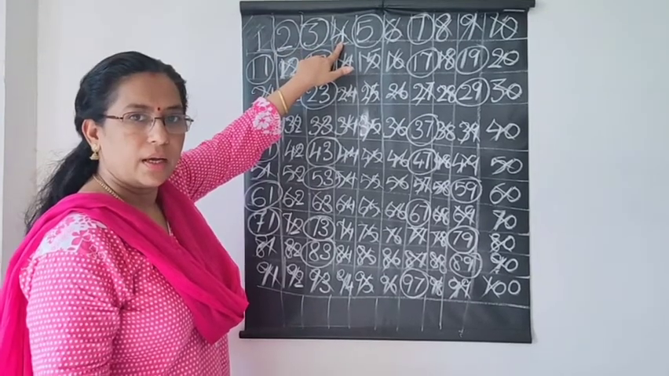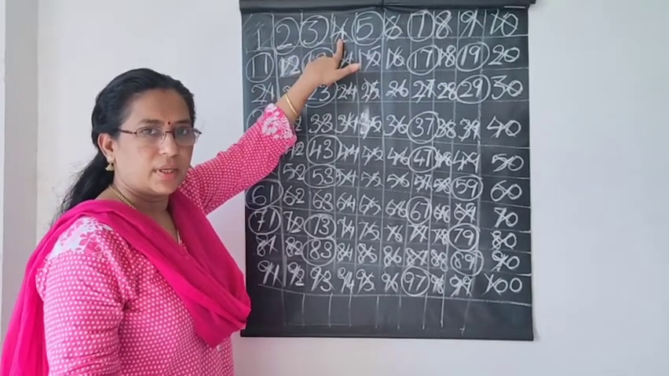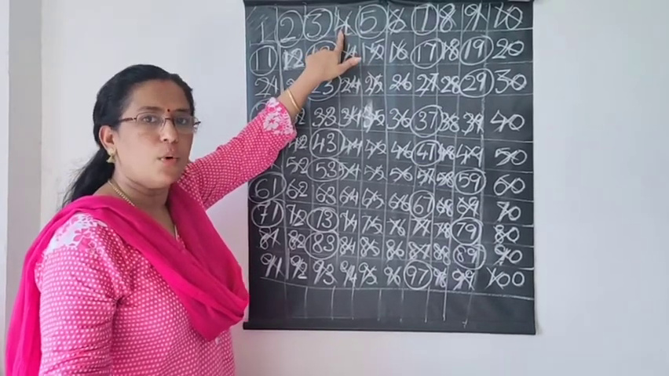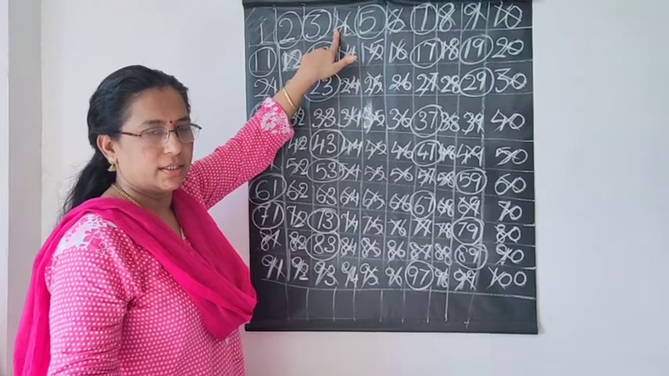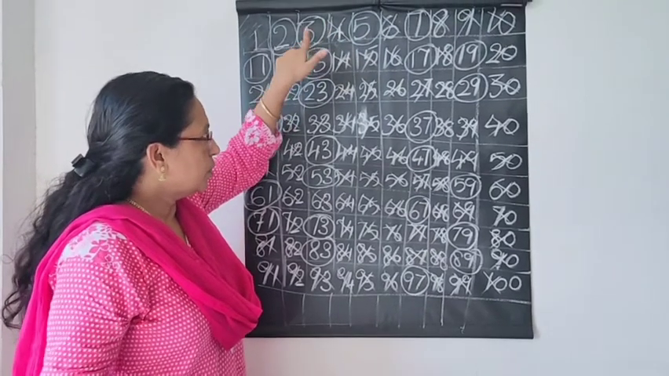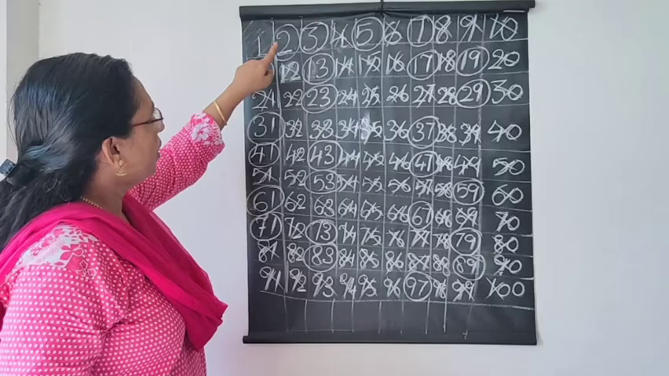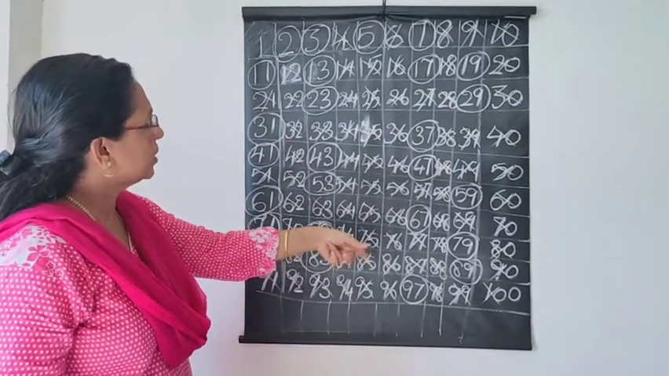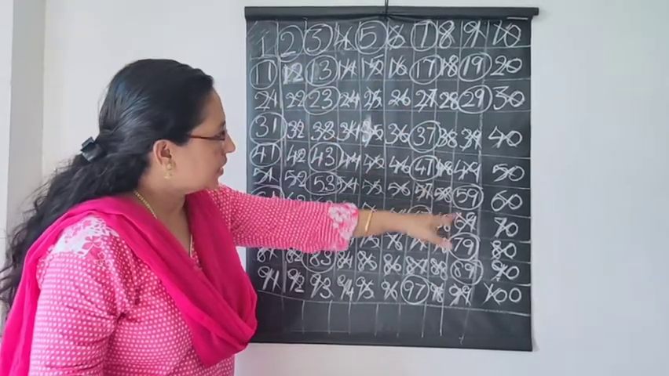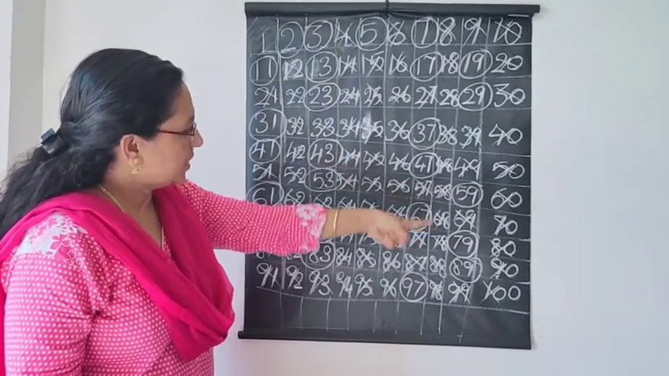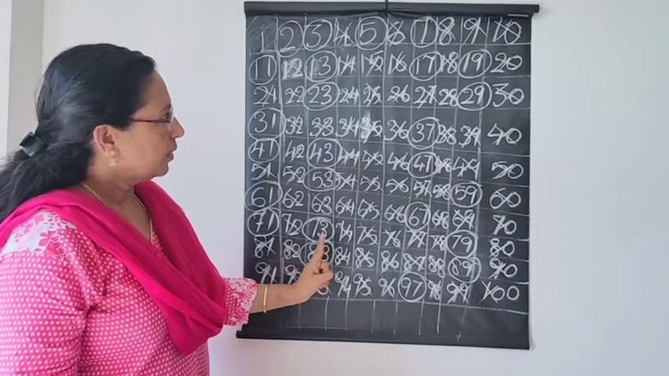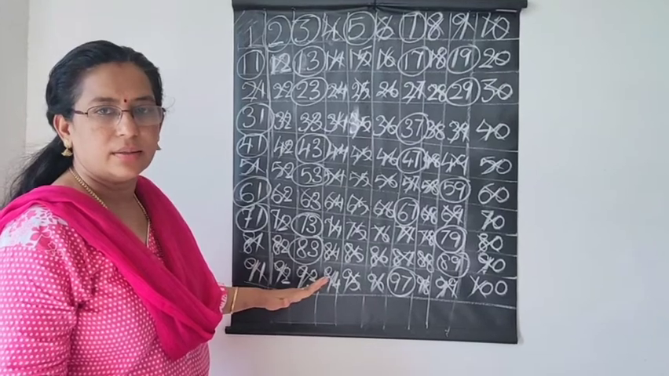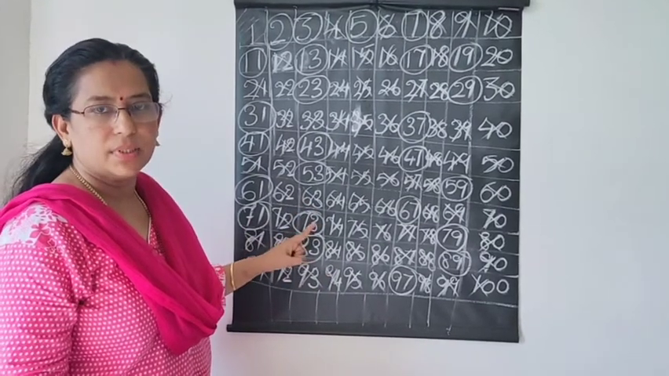4 is a composite number. 1, 2 and 4 are the factors. That means more than two factors. That is why I have crossed it. So what we have to do here: all 2's multiples crossed, all 3's multiples crossed, all 4's multiples crossed. Okay, the remaining numbers, whatever numbers are remaining here, those are the prime numbers. Shall we check?